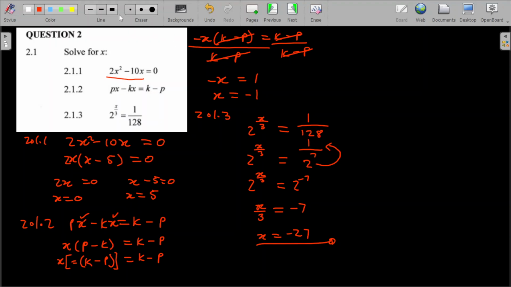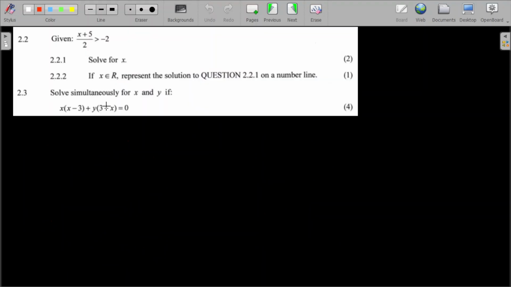So sorry, not negative 27, but it's 1. So my answer here is negative 21. I hope we're still on the same page there. Now, let's get into this one here.